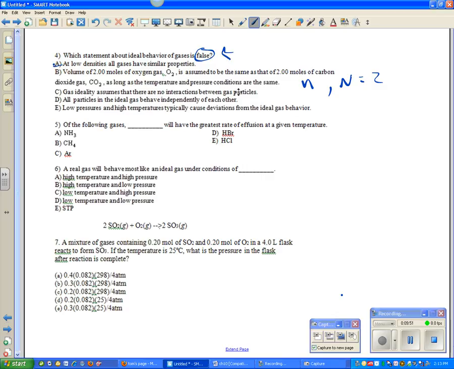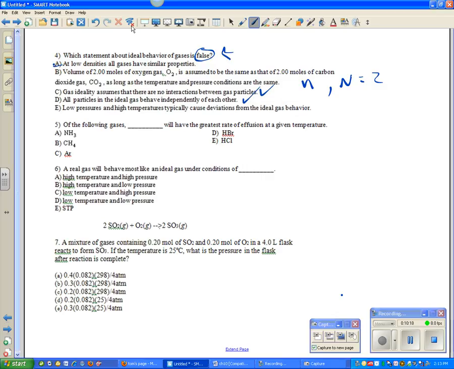C, gas ideality, I guess, assumes that there are no interactions between gas particles. That's true, that's right in the law. D, all particles in the ideal gas behave independently. That's also in the definition of an ideal gas. That's what makes it. So we come down to E, and E says low pressure and high temperature typically cause deviations from ideal gas behavior.